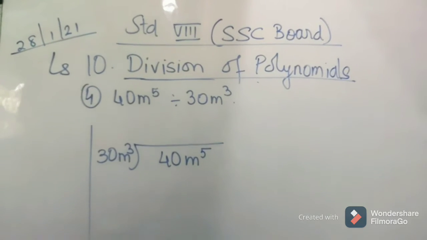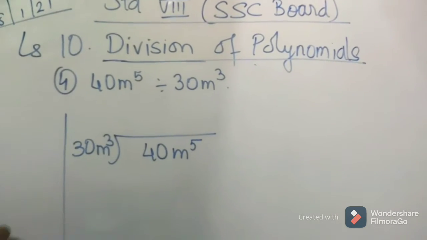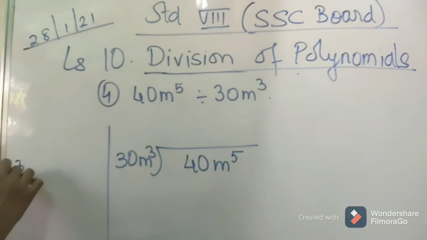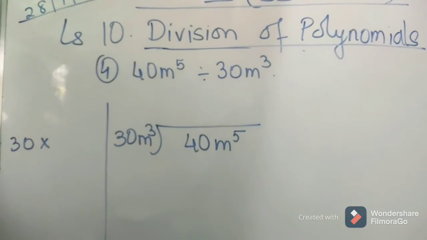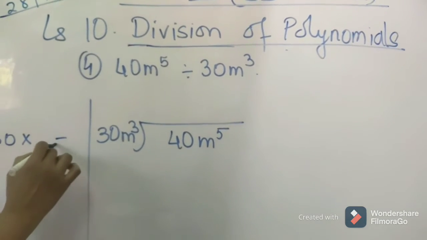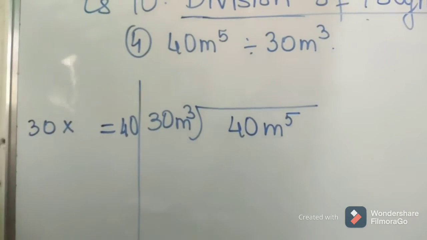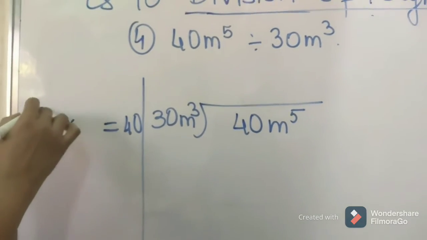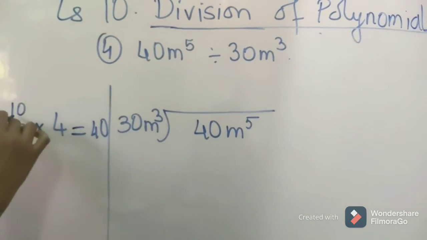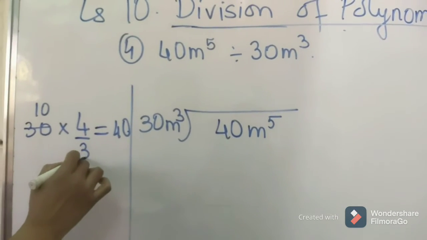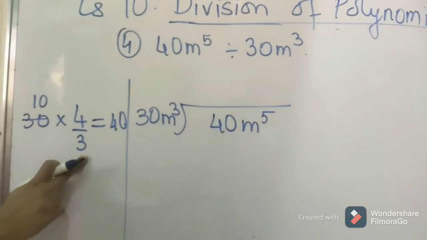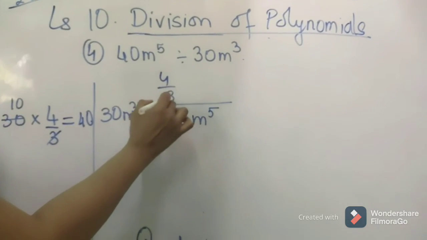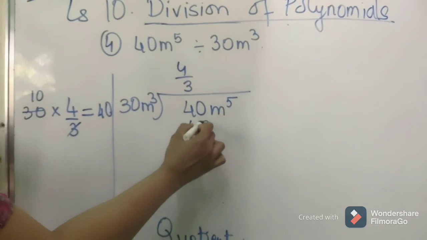Coming to the fourth sum, it says 40m raised to 5 divided by 30m cube. So I know in 30's table 40 does not come. So what should I multiply by 30 so that I get an answer as 40? I know that if I cancel here and write 10 and 4, so I know 10 4s is 40. So what should be here the number? 3. So I'm going to multiply 4 upon 3. So I will get here 40.